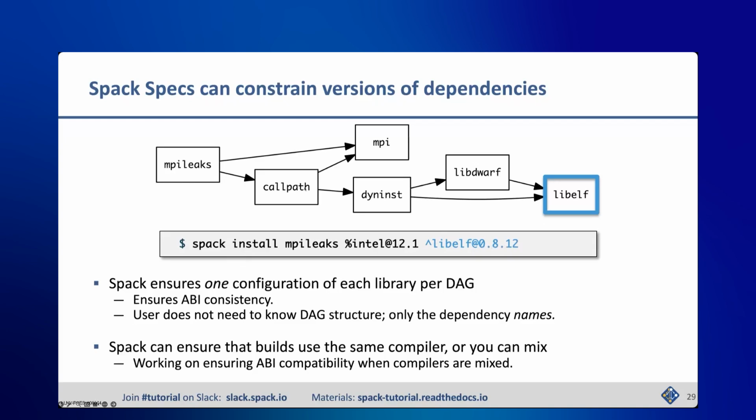I don't have to know that libelf is a dependency only through this chain here, from MPI leaks to call path to dyninst to libdwarf to libelf. So I don't need to know that. I just need to know that something about this is breaking and I want to change it. So I'm going to say depends on libelf at 0.8.12. Spack will gripe at you if you specify something that's not in the dependency graph. So you're guaranteed that whatever constraint you apply here is going to apply to your graph.